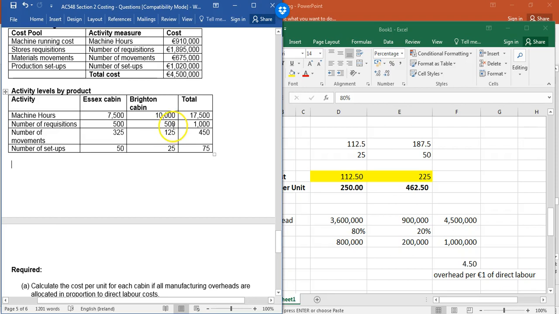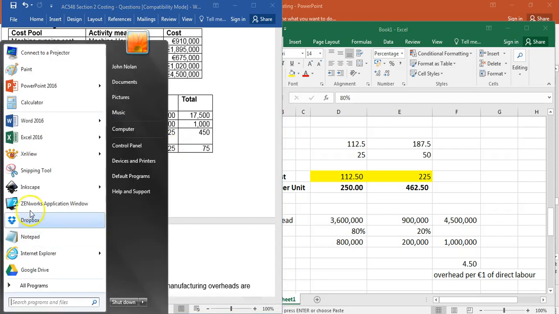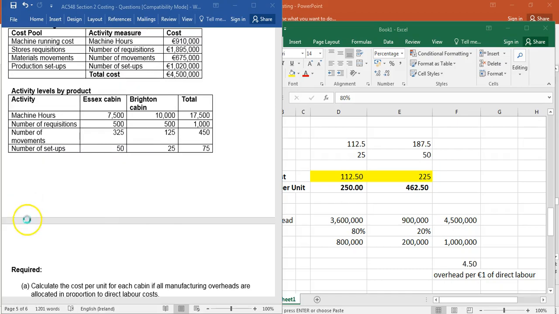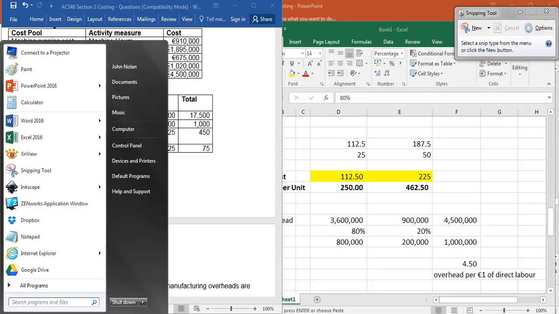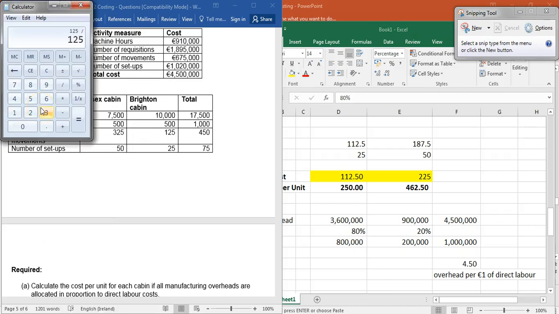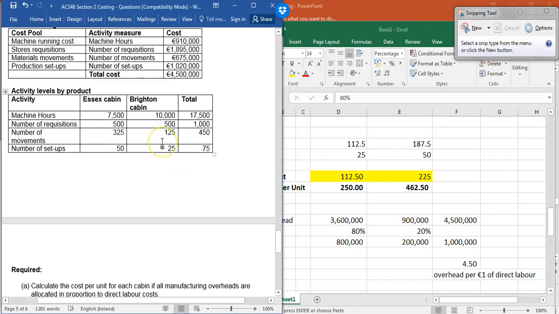They use 50% of the number of requisitions. Right? They use here a third of all setups. And here they use 125. Sorry, the wrong one. Get the calculator. They use 125 over 450. They use 27% of all movements. So they're the kind of things we're trying to think about, that we've assumed at the high level they use 20%, but actually when you dig down to all their activities, they use a lot more across the board.